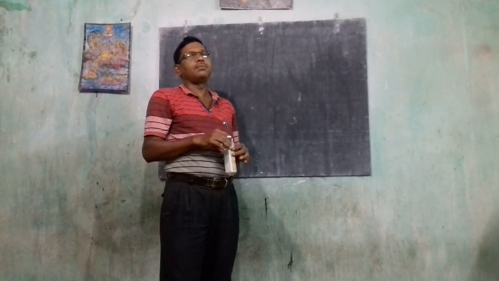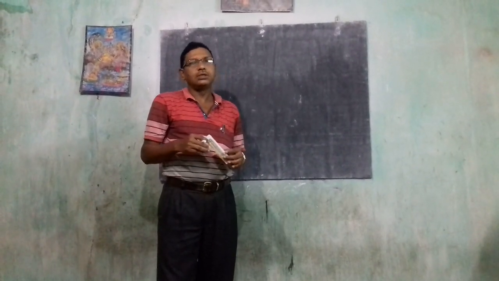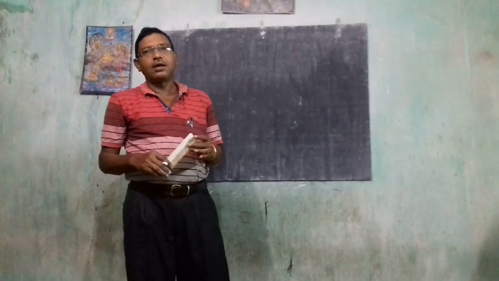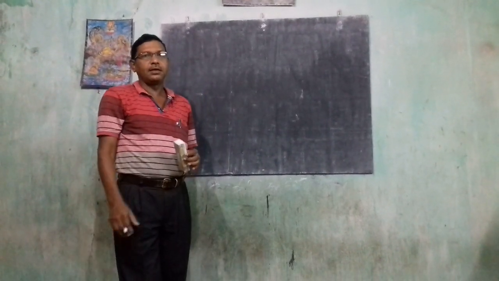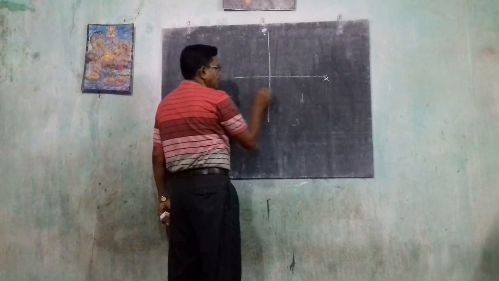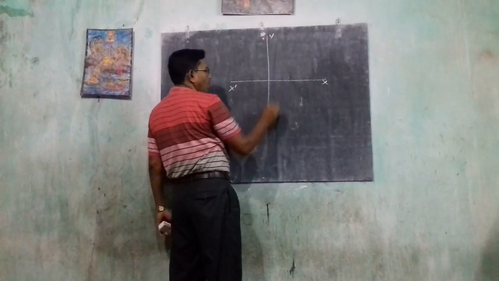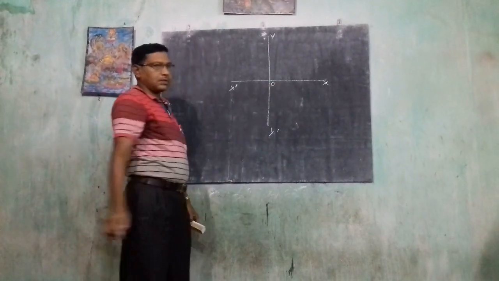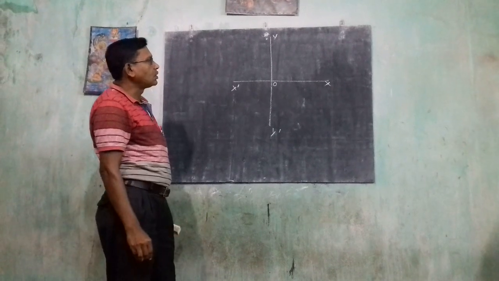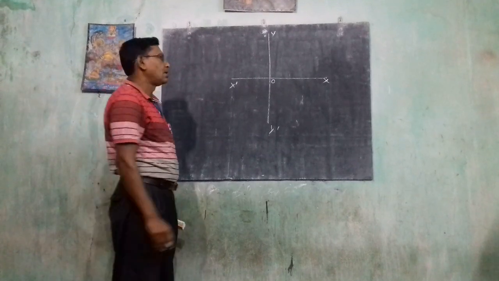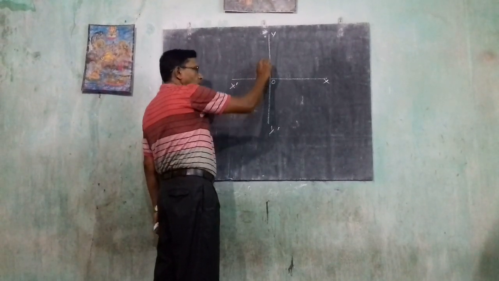To study the sign convention for spherical mirror, we remember the Cartesian plane which we studied in class 9. In the Cartesian plane, two axes x dash and y dash are taken. This is the origin, and we put the spherical mirror, convex or concave, with the pole of the mirror at the origin.